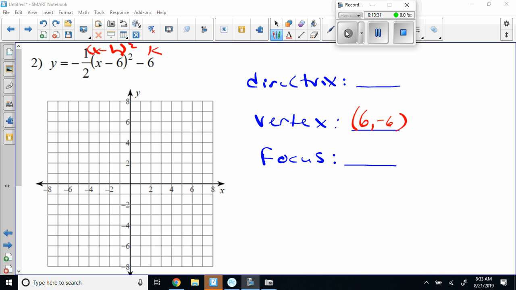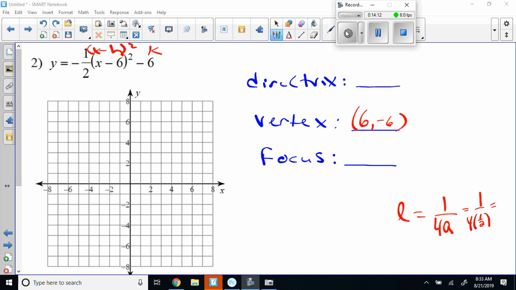Okay, so let's find the length. So the length is 1 over 4a, right? So that would be 1 over 4 times negative 1/2, which is what, guys? What does that give me? Well, let me back up. What did I do wrong? It's not supposed to be a negative. You look at it in terms of an absolute value, right? So now, that's 4 times 1/2.